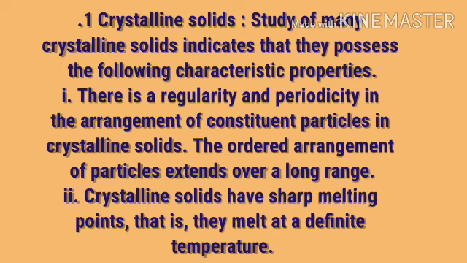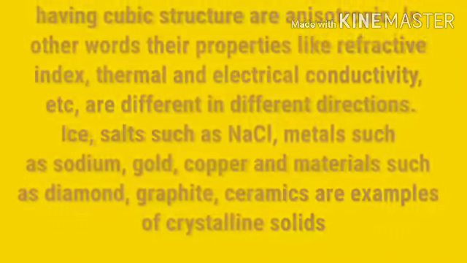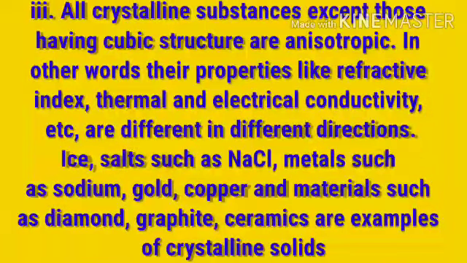First one, there is a regularity and periodicity in the arrangement of constituent particles in crystalline solids. The ordered arrangement of particles extends over a long range. Second one, crystalline solids have sharp melting points, that is, they melt at a definite temperature. Third, all crystalline substances except those having cubic structure are anisotropic. In other words, their properties like refractive index, thermal and electrical conductivity, etc. are different in different directions.